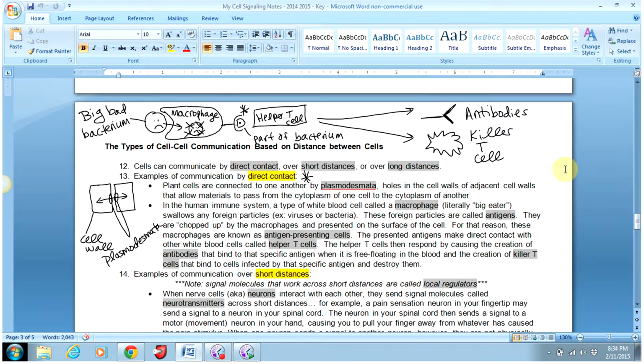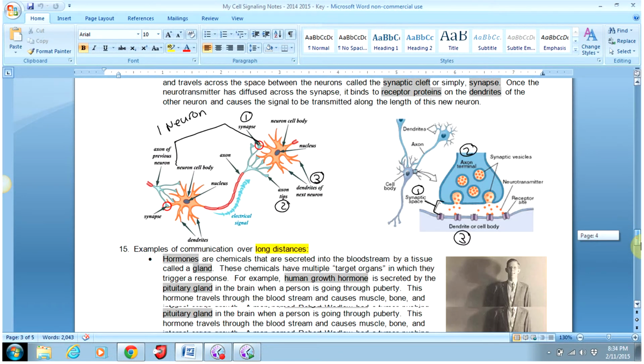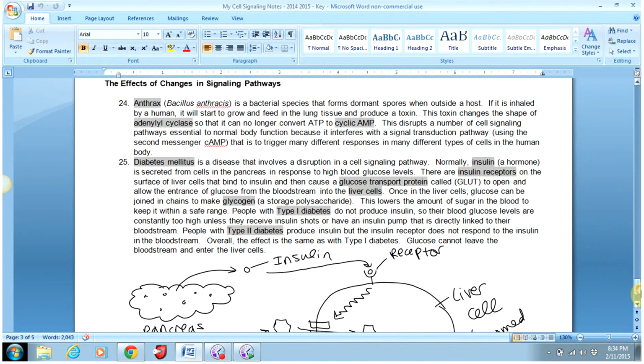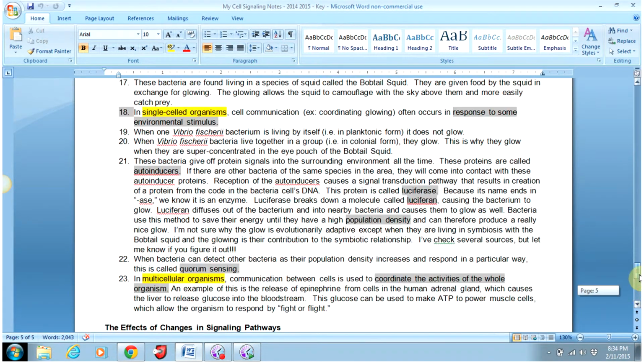Again, I'm going to be discussing the basics of cell signaling notes, but I'm going to focus on the sections that talk about the types of cell-to-cell communication based on the distance between cells, and also I'm going to discuss the effects of a change in a signaling pathway.